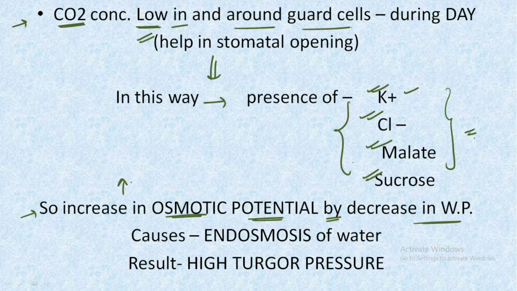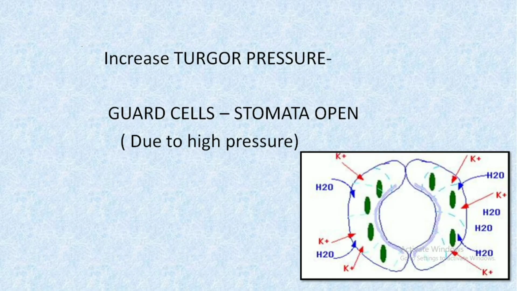And now, as we know that water moves from the area of high concentration towards the area of low concentration, there occurs endosmosis of water. That is, there occurs the entry of water inside the guard cells. And as a result of the endosmosis of water, there occurs a high turgor pressure inside the guard cells. So we could say that the increase in turgor pressure in the guard cells leads to the final mechanism. That is, because of the increase in the turgor pressure of the guard cell, the stomata gets open.